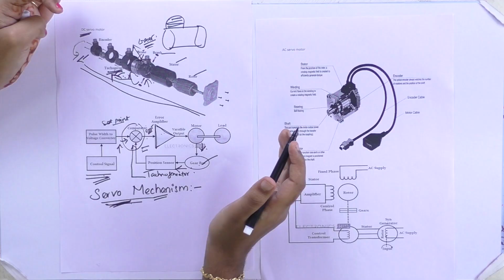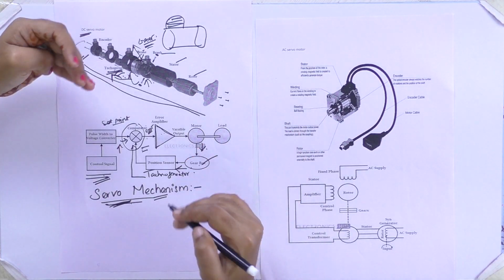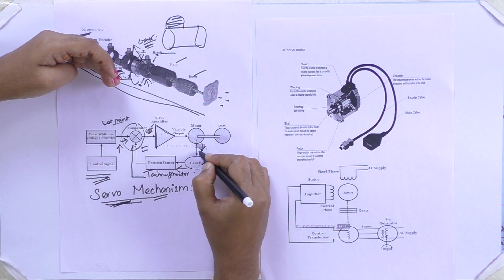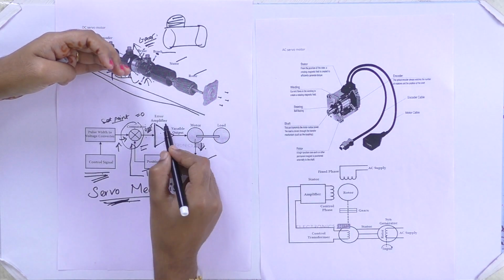In a motor, the output varied is the supply voltage. So we are varying that and we are controlling the speed of the motor. Once the speed is achieved, then your error will be nullified, error will be 0. So there will be no change in the supply voltage. If it is not 0, then your error amplifier plays.